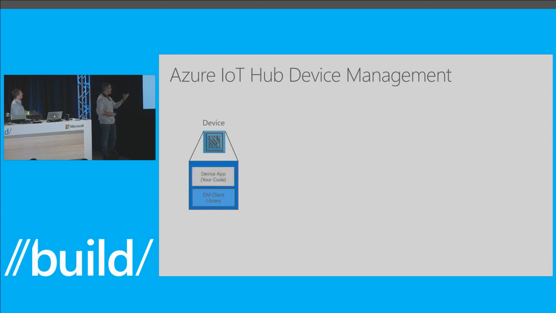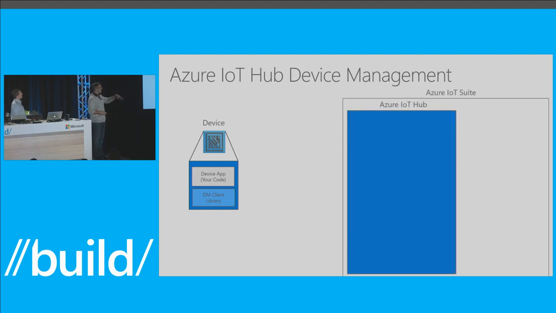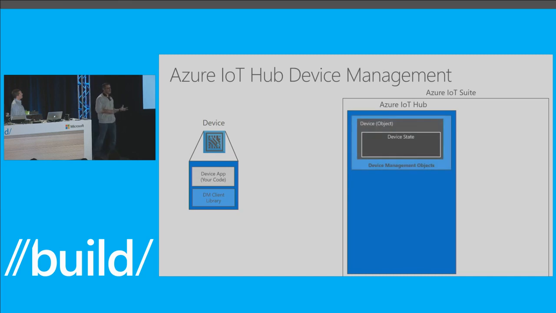And then your device code, whatever code you write, whatever function that thing performs, that's on the client side. Now on the service side, up in IoT Hub and IoT Suite, you have a representation of that thing. So you saw Cameron showed in IoT Hub where he could create a device.